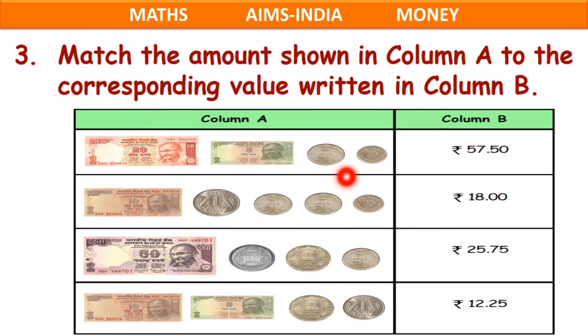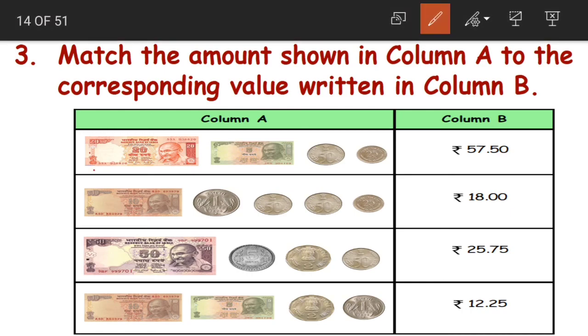Now next, coming to match the amount shown in column A to the corresponding value written in column B. If you look at the first one, we have 20 plus 5. That will give us 25 rupees. Then we are having 50 paise and 25 paise. When we add those two together, we'll have 75 paise. So it is nothing but 25 rupees and 75 paise.